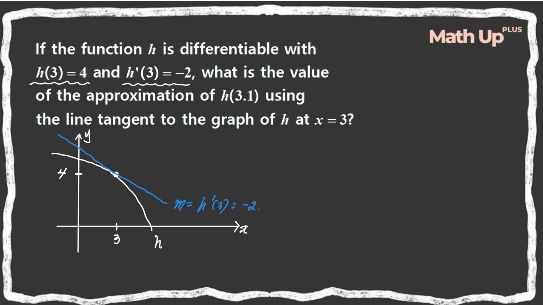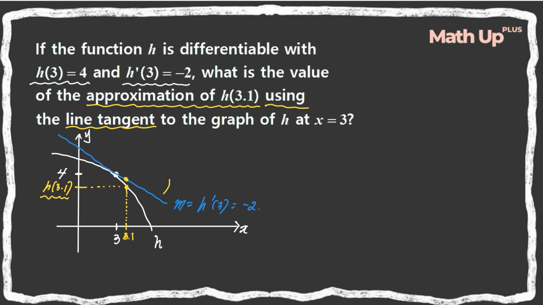And the question is to find the approximation of h of 3.1 using this tangent line. So the exact value of h of 3.1, let's say this is 3.1, the actual value is right here. That's h of 3.1. But the question is to approximate this value using this tangent line. So we can approximate this value by finding this value, right?